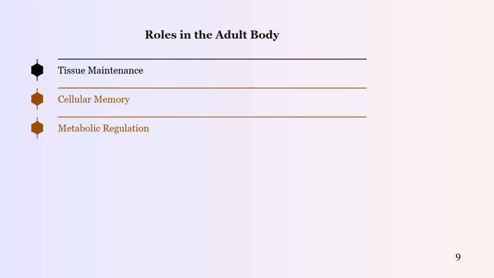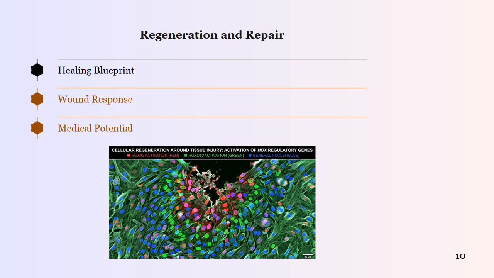Tissue maintenance. Adult stem cells use Hox expression to maintain the specific identity of the tissues they reside in, such as skin or bone. Cellular memory. A fibroblast in the foot remembers it as a foot cell because it expresses a different set of Hox genes than a cell in the scalp. Metabolic regulation. Emerging evidence suggests these genes also influence local metabolism and blood vessel growth in specific body regions. 10. Regeneration and repair. Healing blueprint.